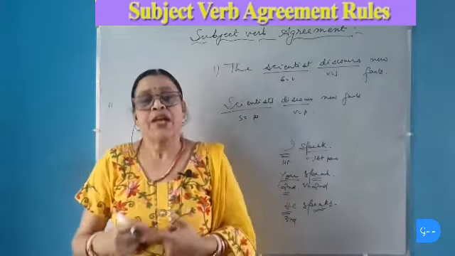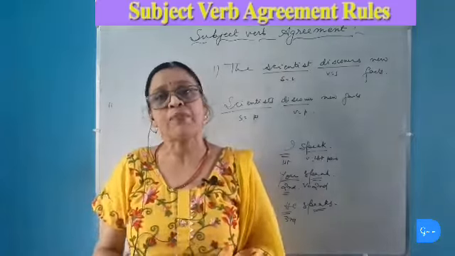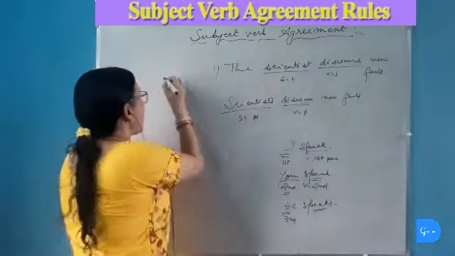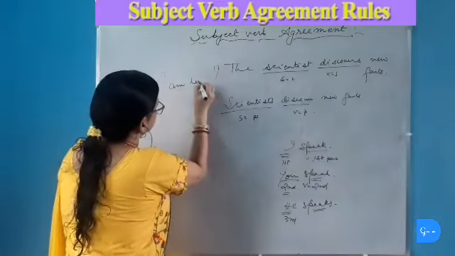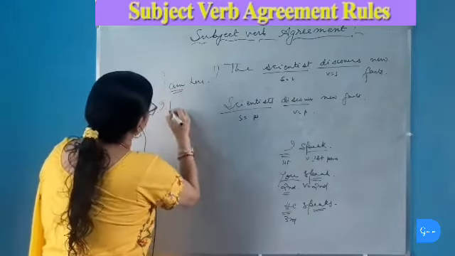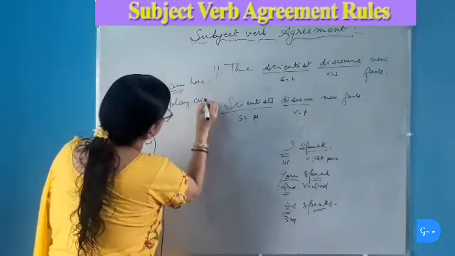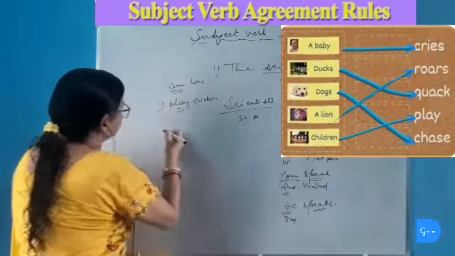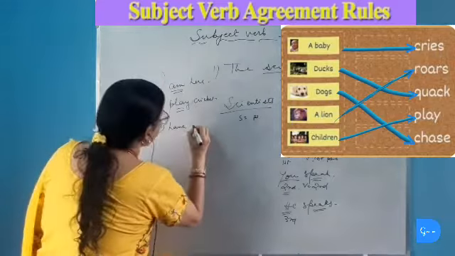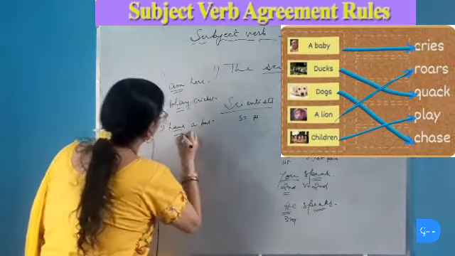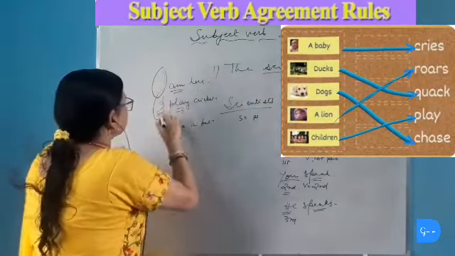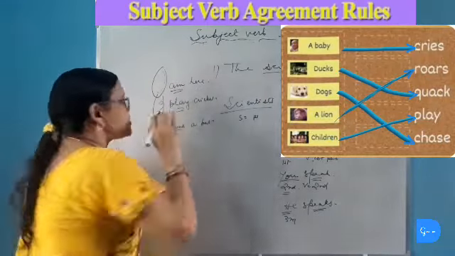For example, if the subject is a first person singular number, then the verb will also be of the first person singular number, like I am here. Am is the verb, first person singular number. I play cricket. Play is the verb. Here the subject is first person. Again, I have a bat. So we can see that if the subject is first person singular number, then the verb will also be of the first person singular number.